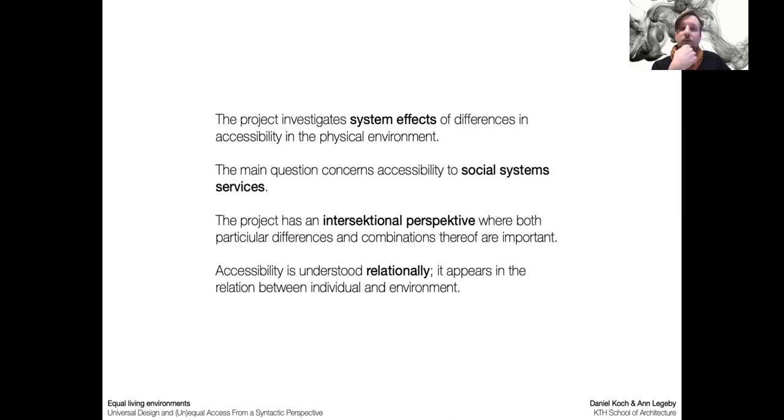So what we're trying to do in the project is to investigate system effects of differences in accessibility in the physical environment, where the main question concerns accessibility to social system services. We try to apply an intersectional perspective. I'll get back to that a little bit. And accessibility is understood relationally. It appears in the relation between individual and environment.